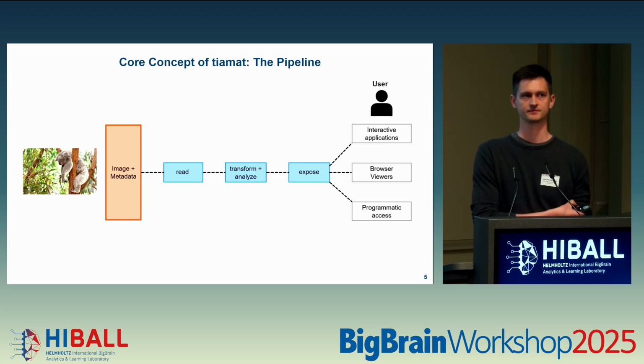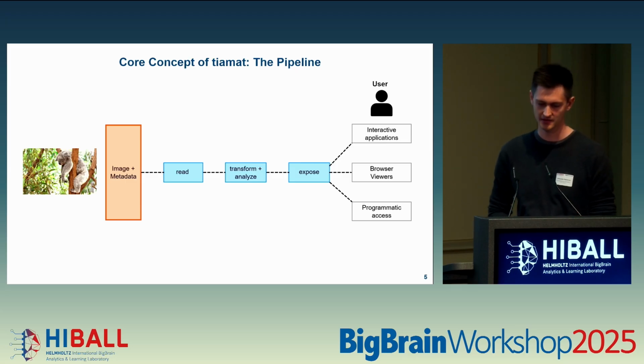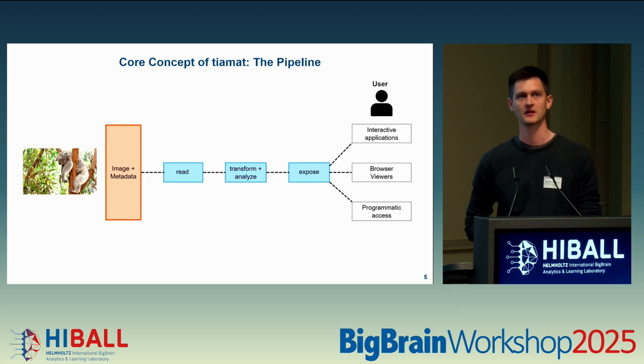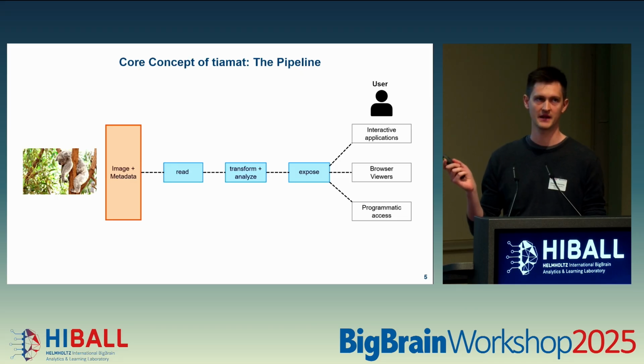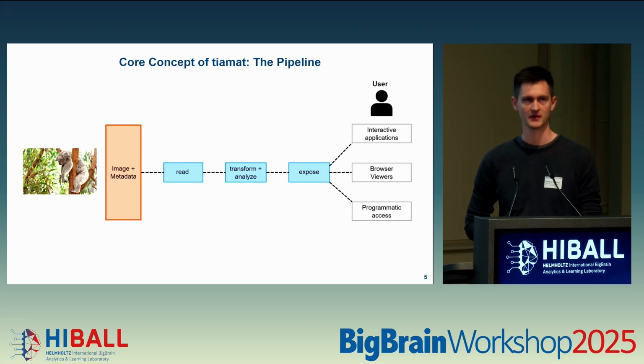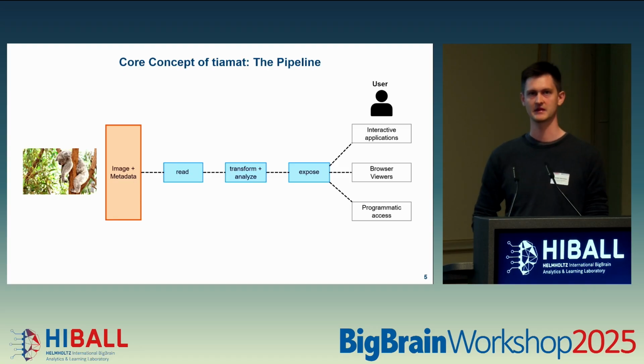So how does it work? We basically want to connect the user with the data by this kind of pipeline. Where we first read the image and metadata, perform transformations on it, like spatial transformations or metadata transformations. And third, we want to expose the transformed data to the user, who uses interactive applications, browser viewers, or programmatic access to access the data.